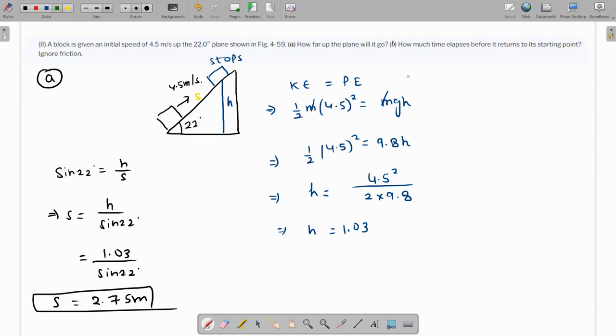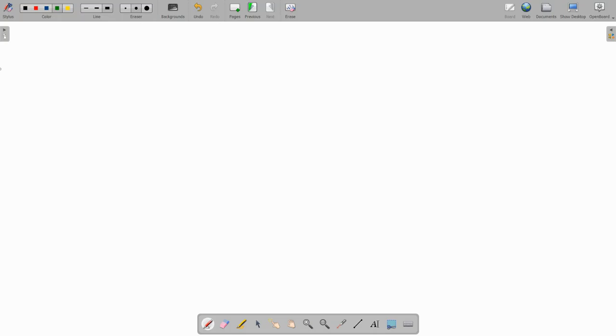For part B, we need to find the time which has elapsed before it returns to the starting position. Definitely, when it returns to the starting position, it's going to follow the same path because there is no friction. So if the initial velocity was like this, then the final velocity is going to be with the same magnitude but in the opposite direction.